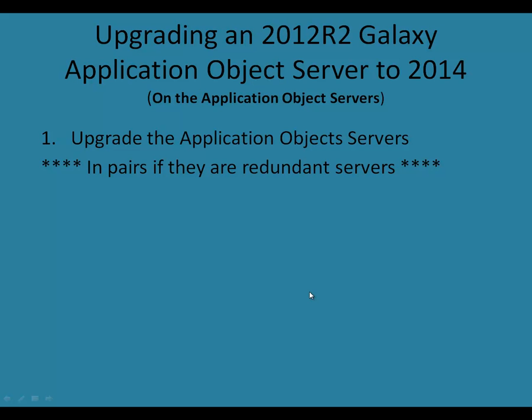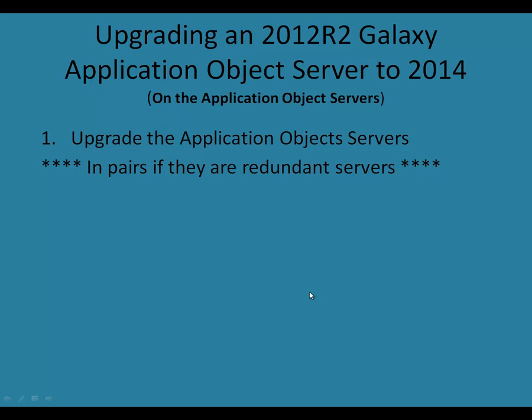Hello, and welcome to the second part in this video series on upgrading system platform components to version 2014. In this video, we'll be focusing on upgrading the application object servers from system platform 2012 R2 to version 2014.